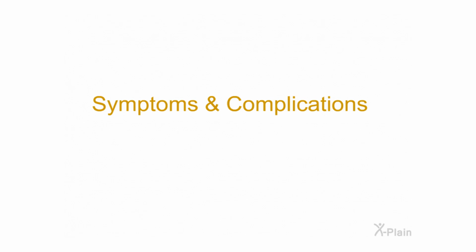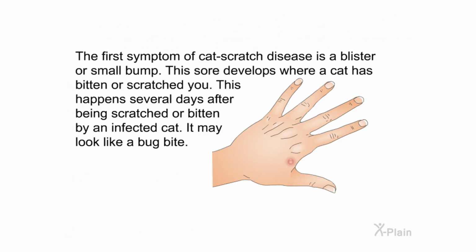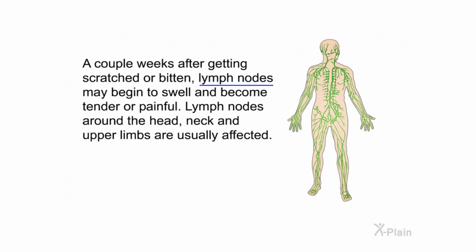Symptoms and complications. The first symptom of cat scratch disease is a blister or small bump. This sore develops where a cat has bitten or scratched you. This happens several days after being scratched or bitten by an infected cat. It may look like a bug bite.